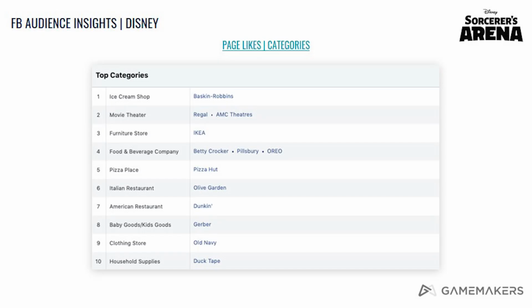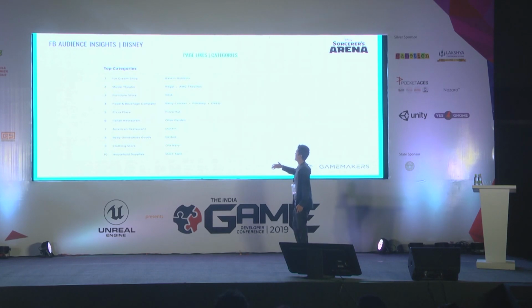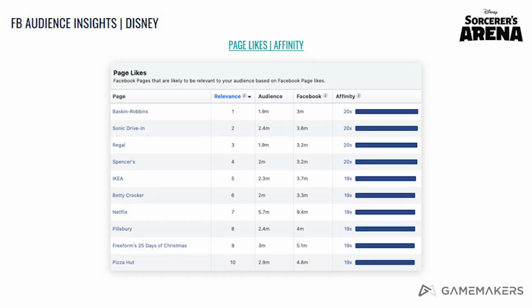And so why is that? The other thing that you can see is likes and affinities. When we look at the Disney audience, what do they like? They like Baskin-Robbins, IKEA, Betty Crocker, Gerber, right, which is a baby foods brand in the US. And so we get a sense of who that audience is. And when we look at affinities as well, again, Baskin-Robbins, Netflix, Pillsbury, Pizza Hut. So you get a sense for who the audience that likes Disney is, right?